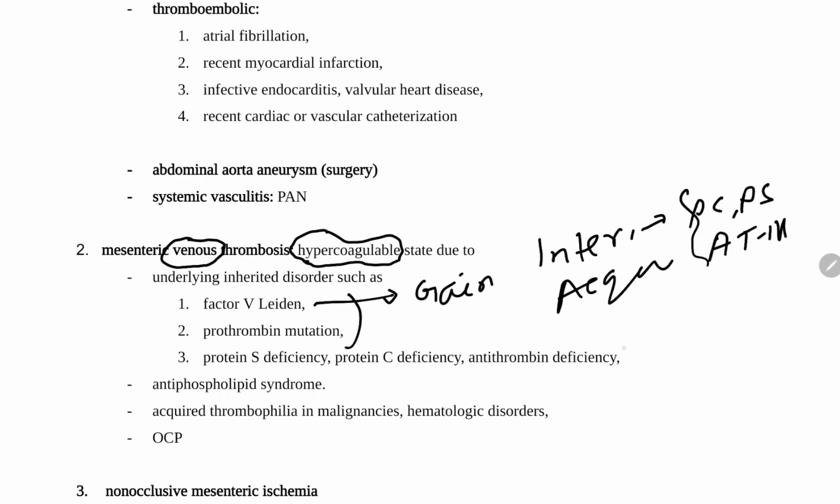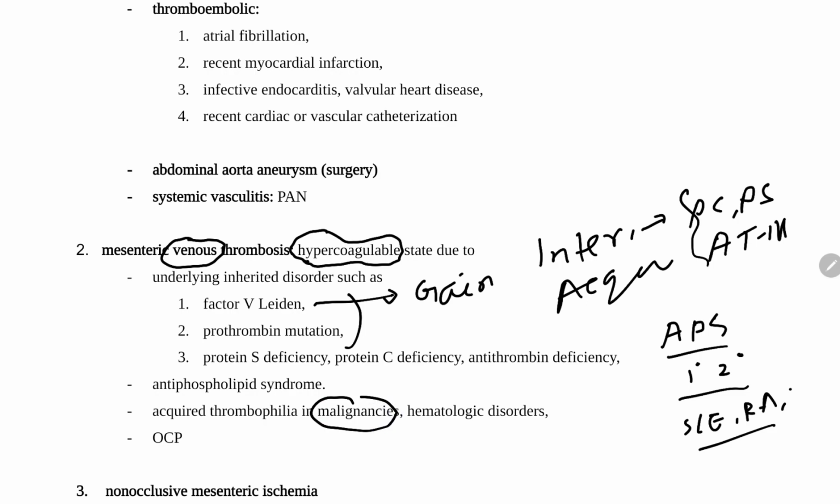Now acquired: antiphospholipid antibody syndrome, APS. This APS may be primary or secondary. For secondary, we will search for the cause like SLE, rheumatoid arthritis, Behcet disease, and so on. Next, acquired thrombophilia, like in malignancy. Any malignancy may cause excessive thrombosis. And hematological disorder, most importantly PNH, paroxysmal nocturnal hemoglobinuria. PNH may cause abnormal thrombosis affecting both arterial and venous systems, of course. And lastly, OCP or any drugs, maybe steroid.